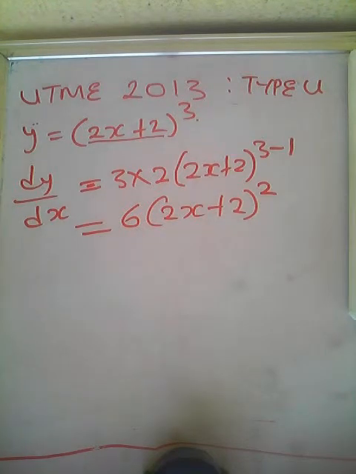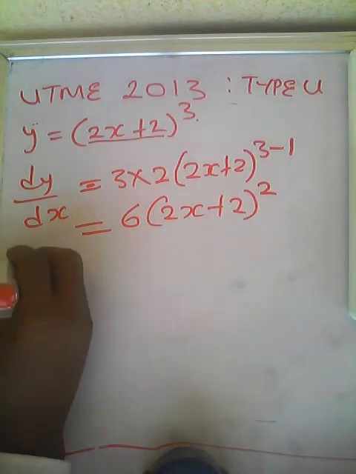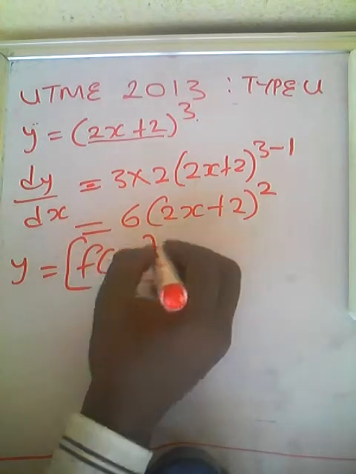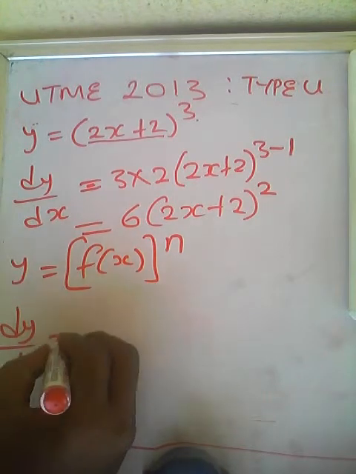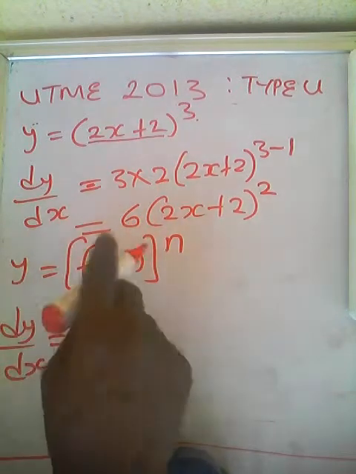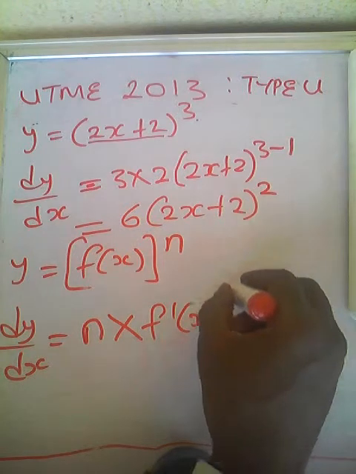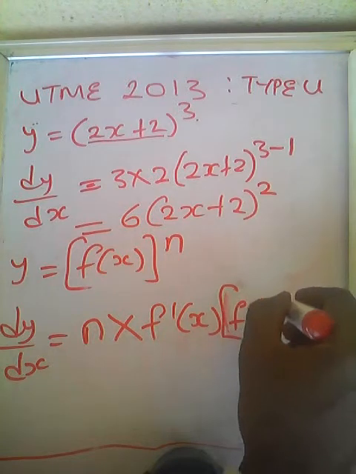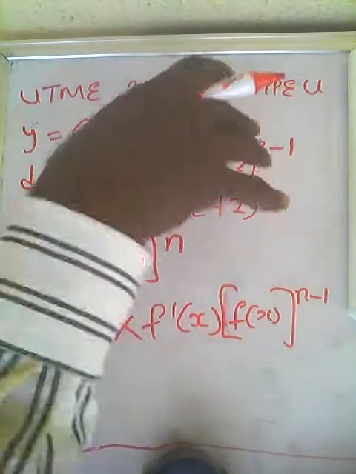Now, in solving this kind of problem, the basic rule is that if y equals a function of x, f(x), to power n, then the derivative dy/dx equals the power n, times the derivative of the content of the bracket, which is f prime of x, then times the bracket f(x) to power n minus 1. So that is exactly what we applied to this question.